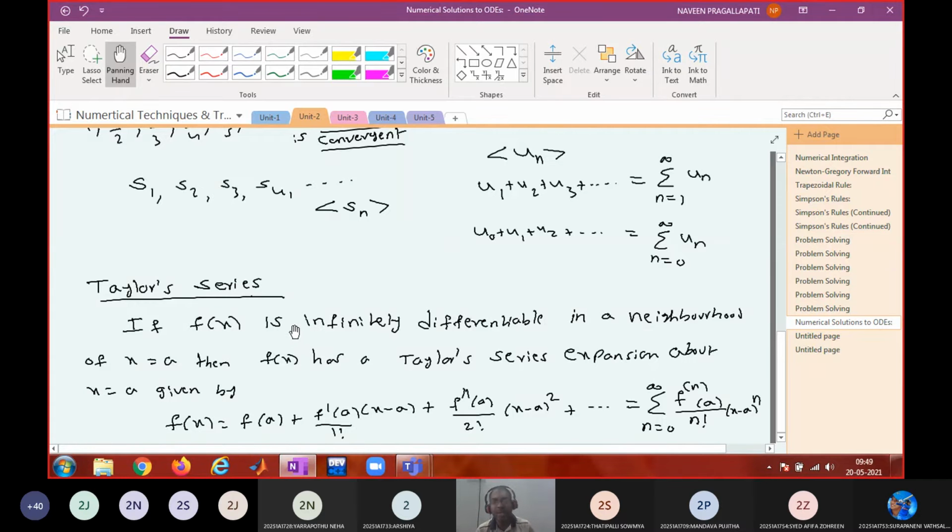Okay. So if you want to write a function as an infinite series, then the function has to be infinitely many times differentiable. That means what? It should have derivatives of all orders, first order, second order, third order, and so on. All orders should exist. Then only you can write a function as a function series.